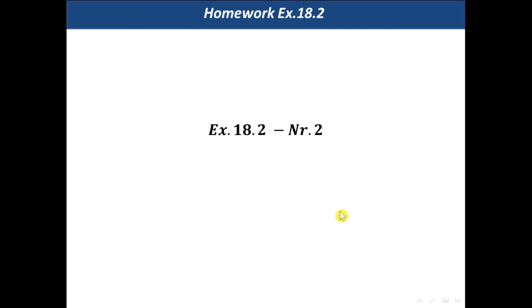Now try to do the homework, exercise 18.2 number 2, and see if you can get the gradient correct.